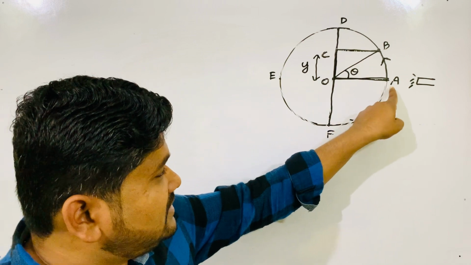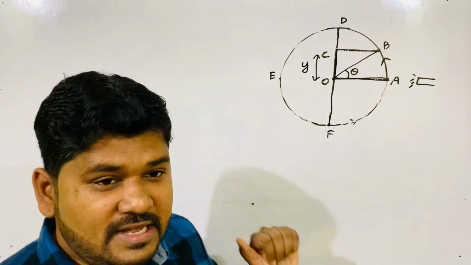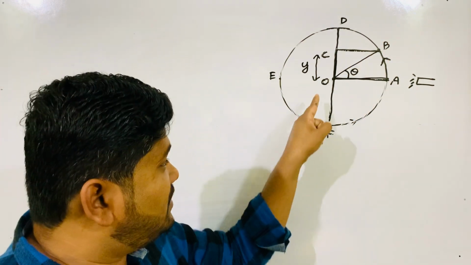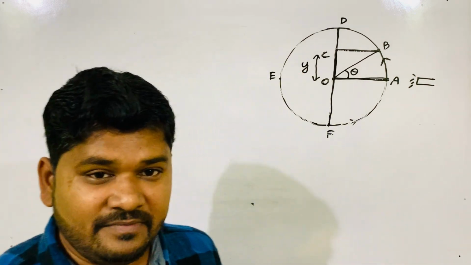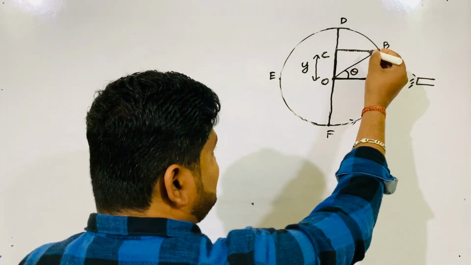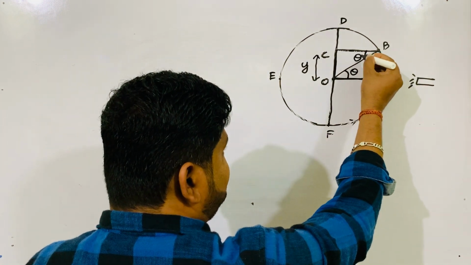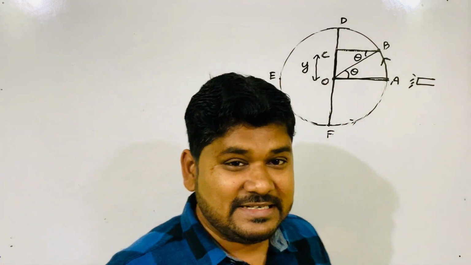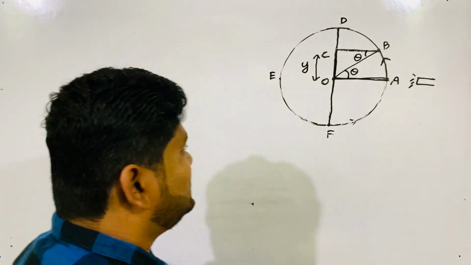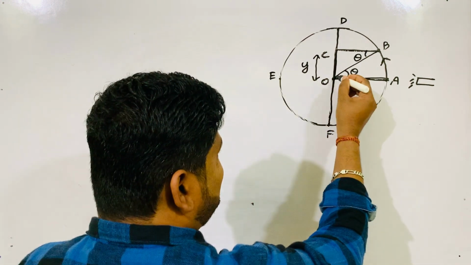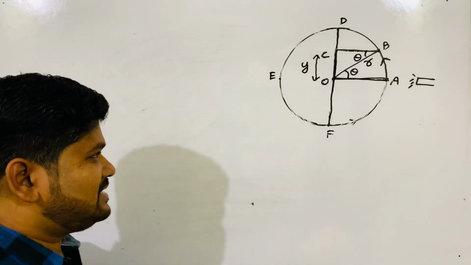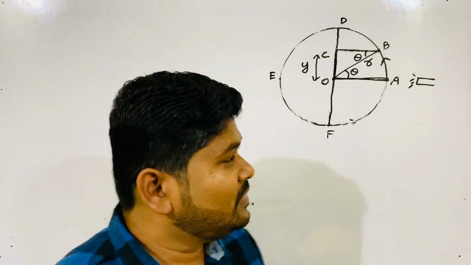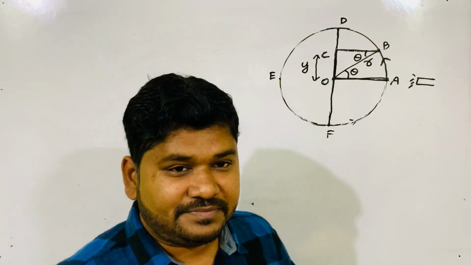So A to B is theta in circular motion, but O to C is the displacement in SHM. If this is theta, then this is also theta, alternate interior angles, you know. Then this one, O to B, is the radius. Let's write the radius as small r.